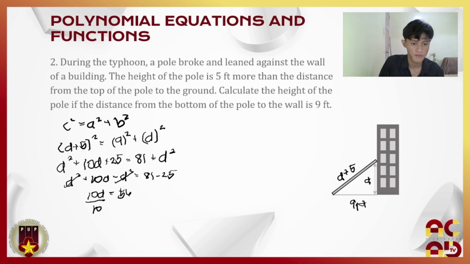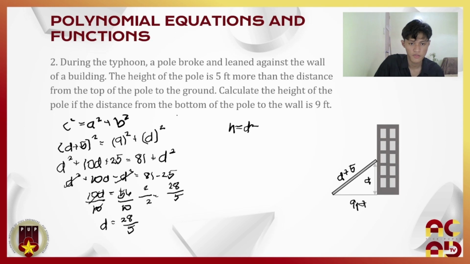Divide by 10, parehas na side, para matanggal yung coefficient na to. So we have this 56 over 10. Pwede natin siyang i-lowest term, divided by 2, magiging 28 over 5. So ang d natin ay 28 over 5. So meron na tayong d. However, ang d na tinutukoy ay ito and not the distance or the height of the pole. So kailangan pa nating i-add yung nakuha nating d sa 5 in order to find the height ng pole.